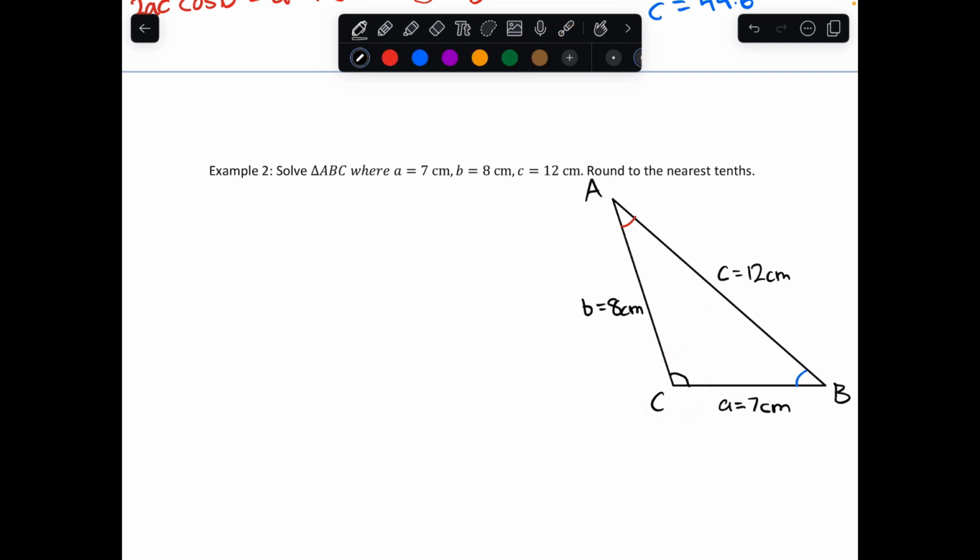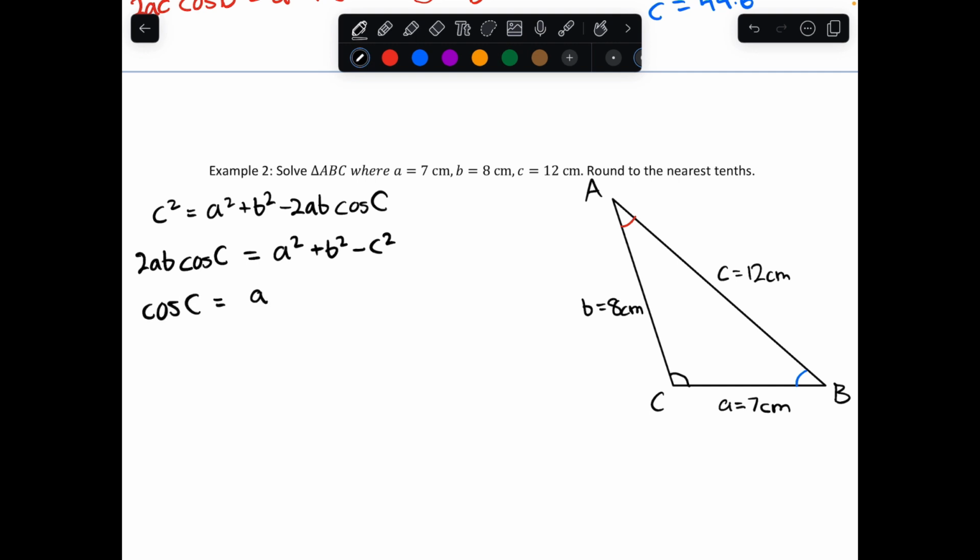So let's write down the appropriate equation. We have C squared is equal to A squared plus B squared minus 2AB times cosine of angle C. Now I'm solving for angle C, so I want to get that alone. So I'm going to add it to the other side, and then I'm going to subtract C squared over to the other. So we have 2AB cosine of angle C is equal to A squared plus B squared minus C squared. Now I'm going to divide both sides by 2AB, and so we have cosine of angle C is equal to A squared plus B squared minus C squared, all divided by 2AB.